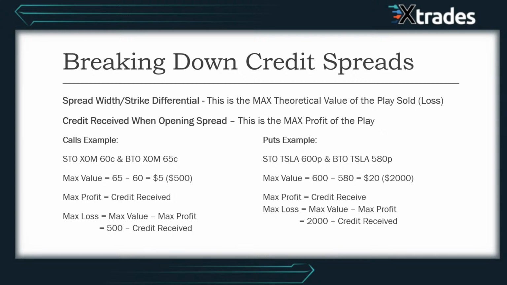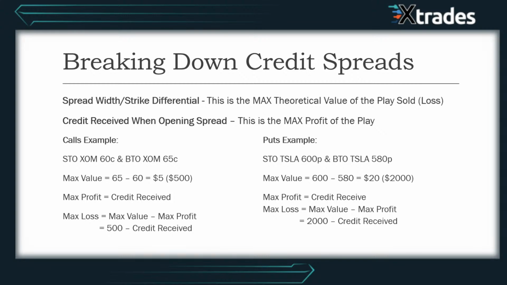So the total amount that you can lose on this play is 350, and that's the amount of collateral that you need to make the play. So you're going to receive $150, and you're going to have an additional $350 on top of that credit received in order to cover the play in case things go south.